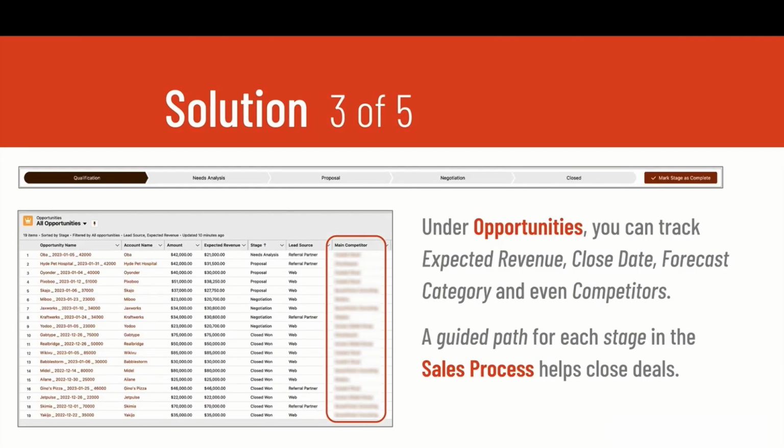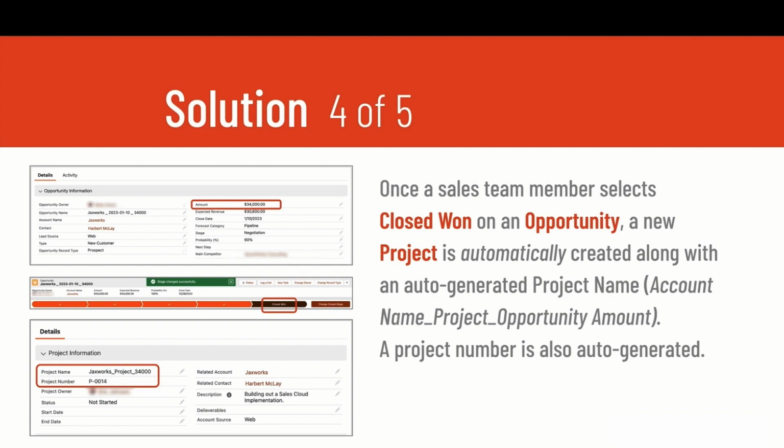A guided process has been developed for the sales team to assist in closing those deals fast once the leads have been converted into opportunities. You can track the expected revenue, estimated close dates, and forecasting here, as well as many other data points. Once a deal is marked Closed Won, a project record will be automatically created, which includes a project name and number. Those are also automatically generated to save your salespeople time and keep your projects consistent.